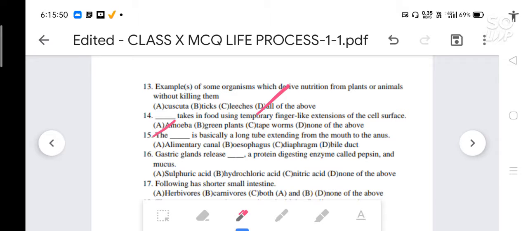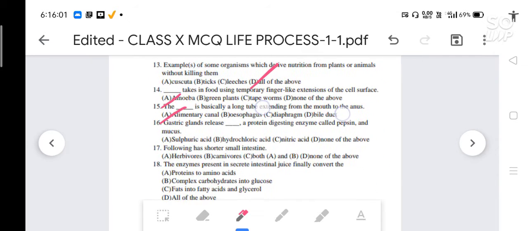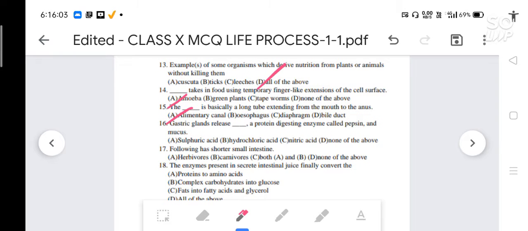Alimentary canal is the right option because the esophagus only goes from mouth to stomach, not to the anus. The alimentary canal is the whole process from mouth to anus. Third question, and not, sorry, 16th.